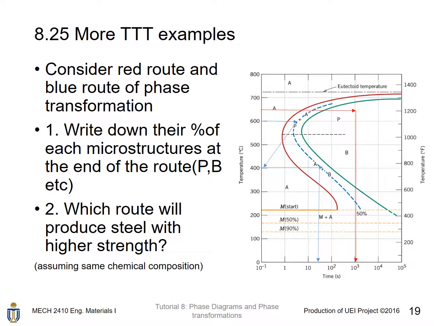More TTT examples. Consider the red route and the blue route of phase transformation. Write down the percentage of each microstructure at the end of their route. For example, C stands for pearlite, B stands for bainite, etc. And which route will produce steel with a higher strength, assuming these two pieces of steel have the same chemical composition?